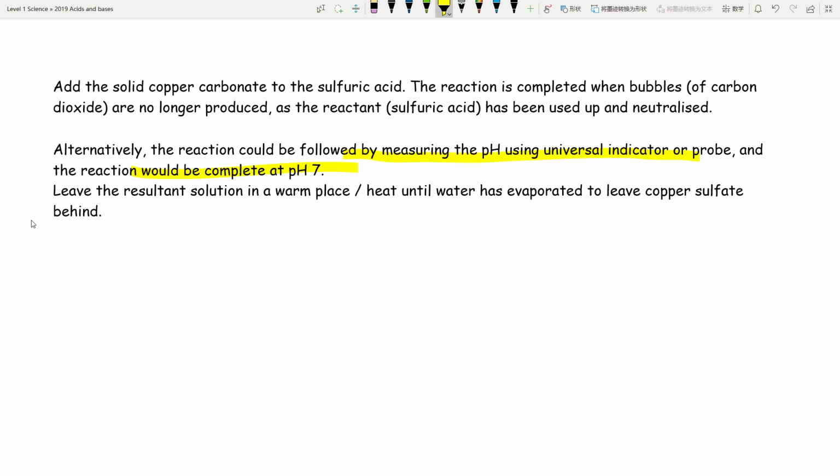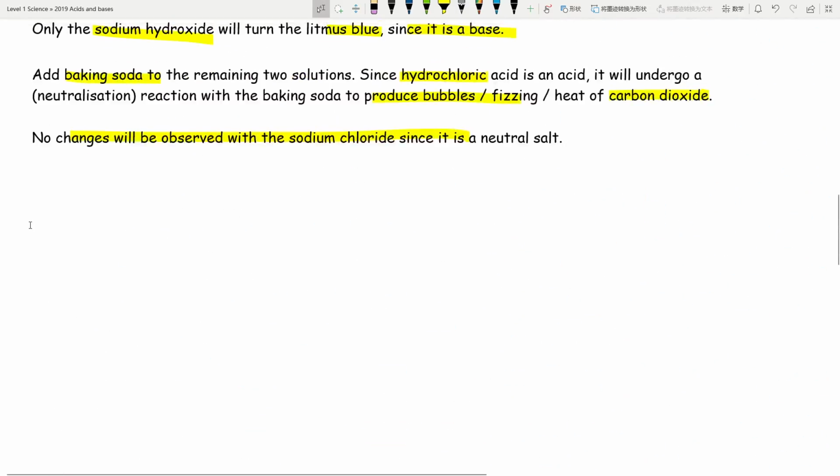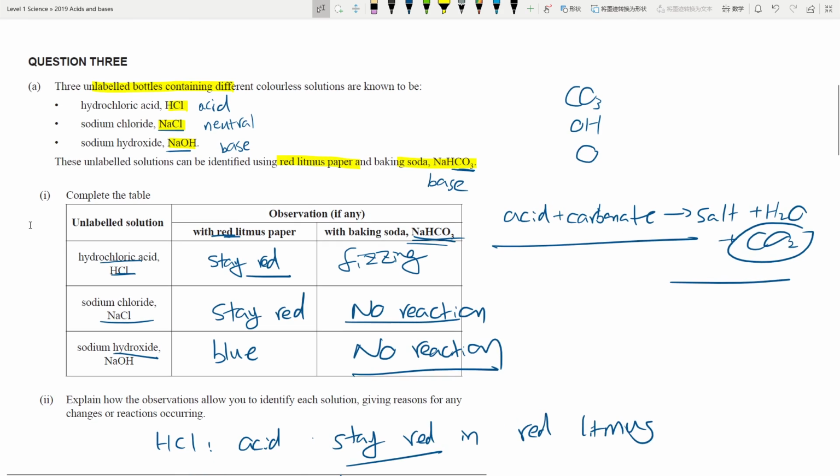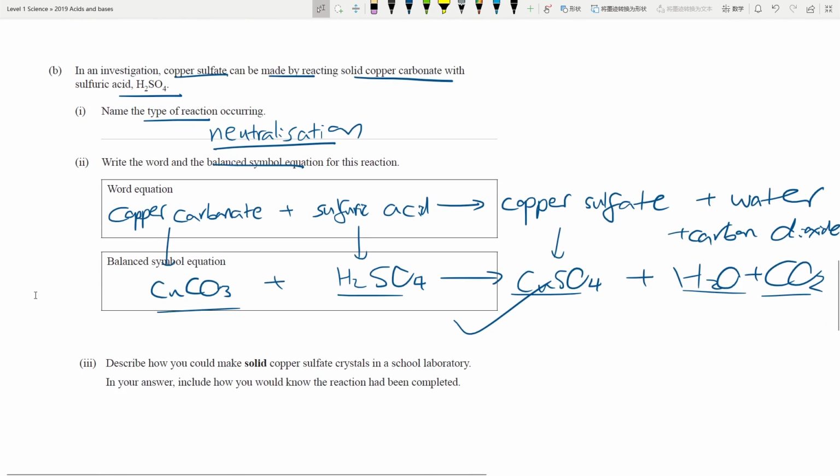That's just a very impractical way of doing this. Practically, you add them together, you see it bubble, you let it finish, and just watch it until it doesn't bubble anymore. That means you have no more reaction, and then you can just leave it in a warm place, or put it on a Bunsen burner, and the water evaporates and the copper sulfate stays behind. So that's a very straightforward question, I hope. The key thing is this table, so just be really careful with that particular part. Just rewind and watch it a few times if you didn't get it before. This equation definitely looks right.